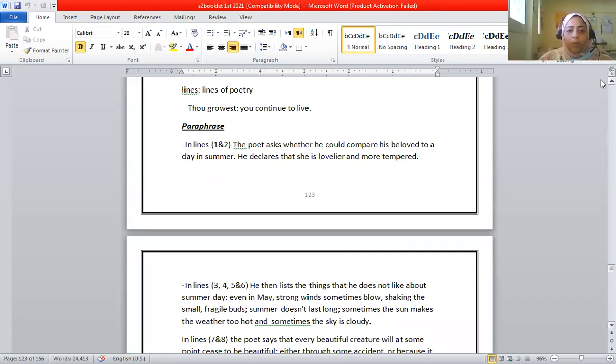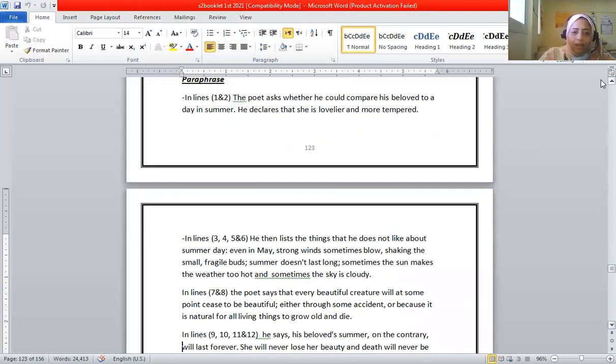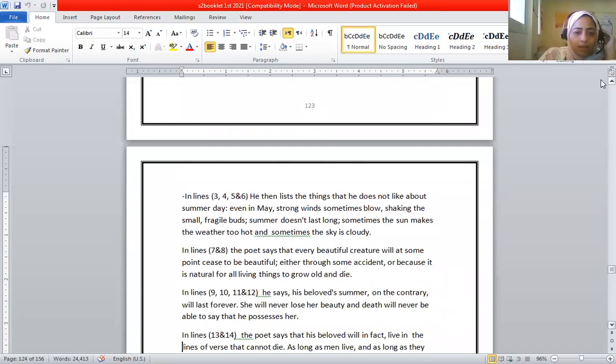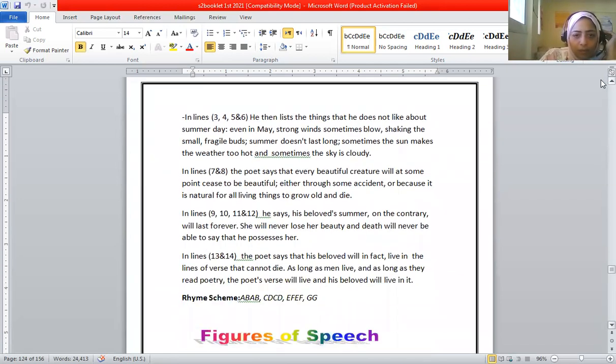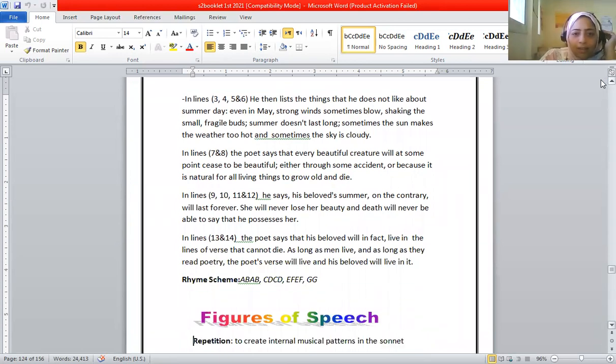In lines one and two, he asks whether he could compare his beloved to a summer's day. He declares that she is lovelier and more beautiful. So he talks about her in the first two lines: she is much better than a day in summer. In lines 3, 4, 5, 6, he listed the things that he doesn't like about a summer's day. He said summer is good, but there are some bad things about it. It's too short, it is sometimes too hot, and sometimes its complexion is dimmed, not bright.